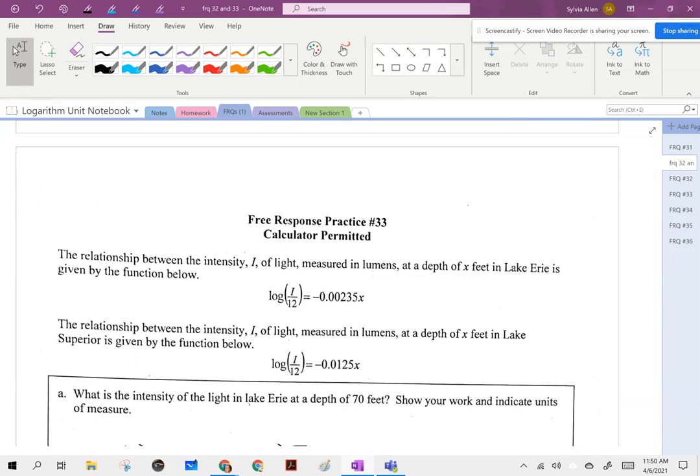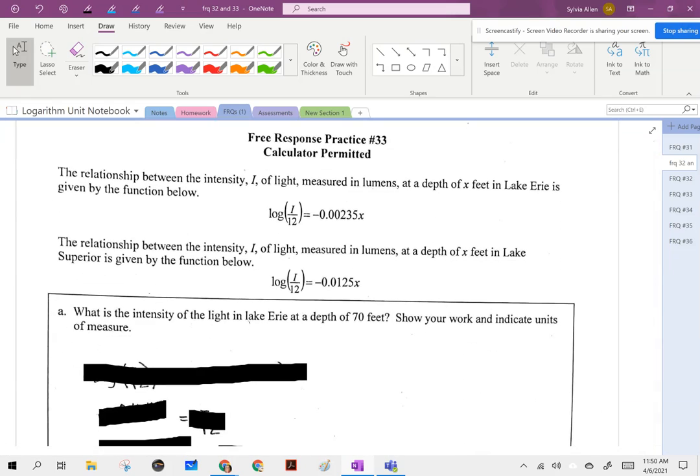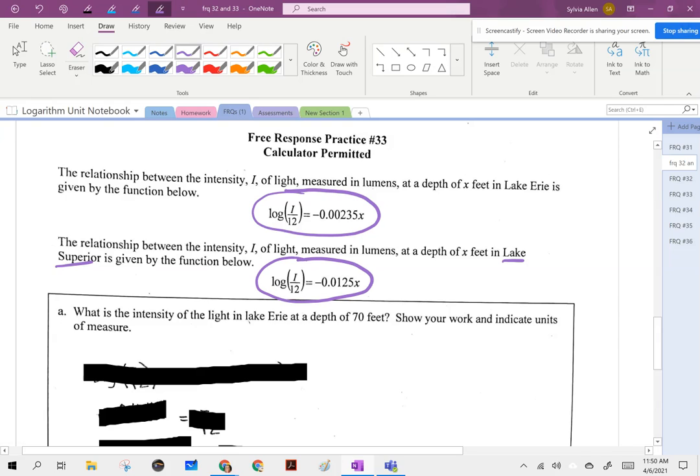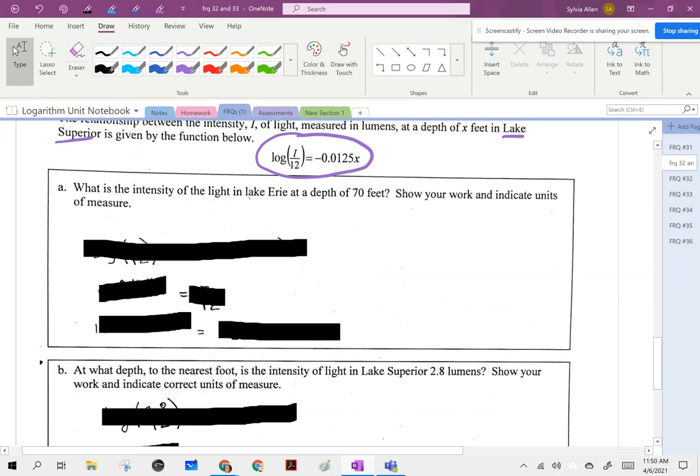Okay, 33. All right, so we have the relationship between the intensity I of light measured in lumens at a depth of x feet in Lake Erie is given by this equation. Same thing, but in Lake Superior is given in this equation. So answer A. Okay, so what is the intensity of the light in Lake Erie at a depth of 70 feet?